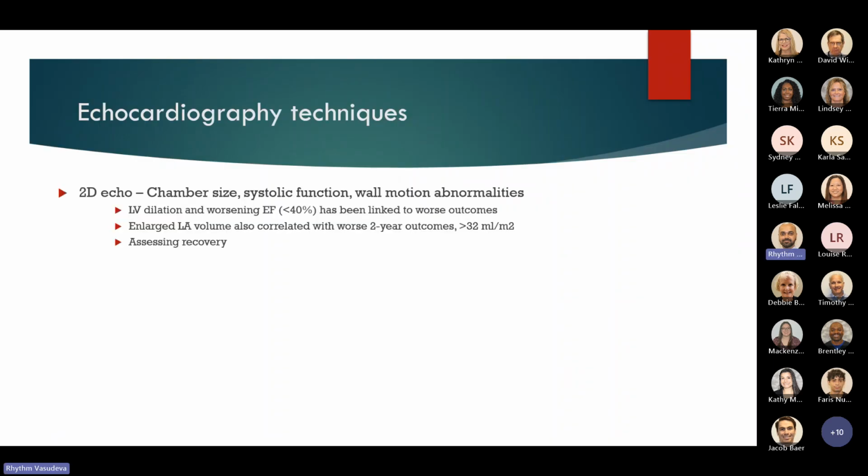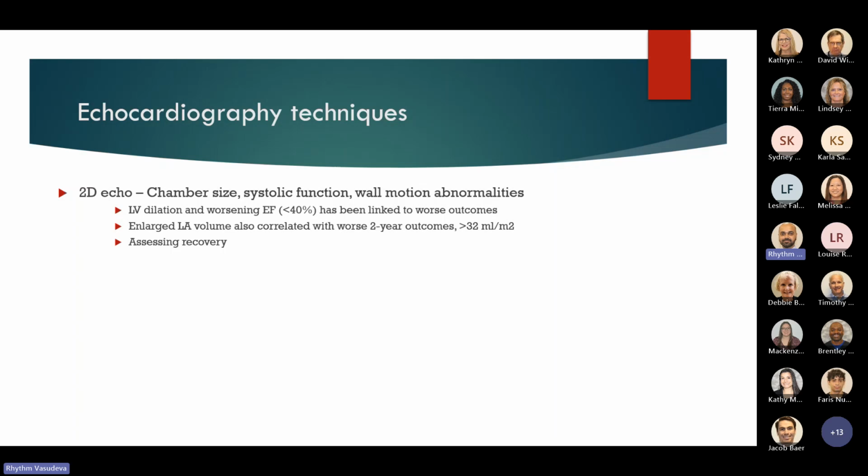So 2D echo is the first line thing that we're going to do. It's going to help us assess chamber size, systolic function, and wall motion abnormalities using those areas of description that I had before. And from our 2D echo, we can gather a lot of information. First, any LV dilation or worsening EF, especially less than 40, has been linked with worse outcomes. There have been studies over 2 years showing they have worse mortality and worse survival rates.